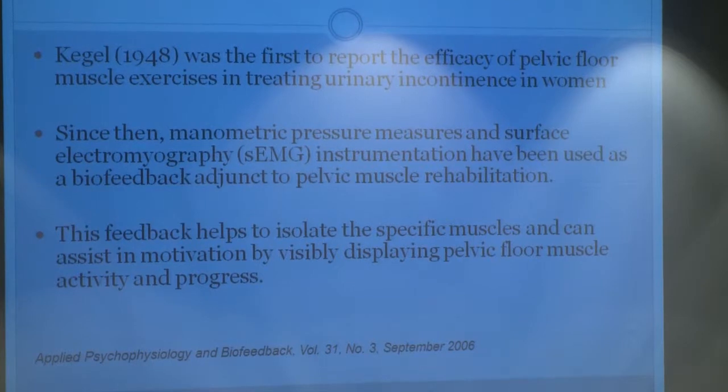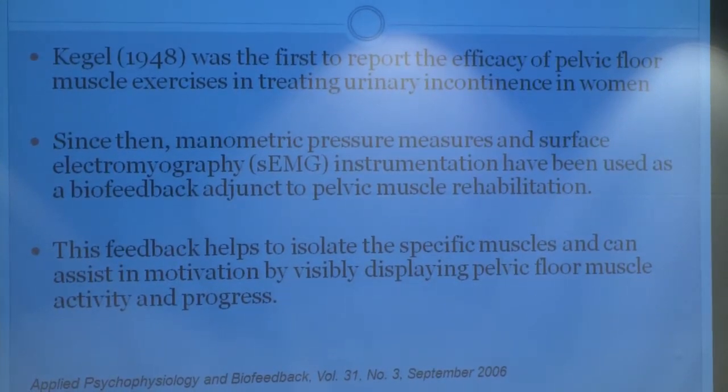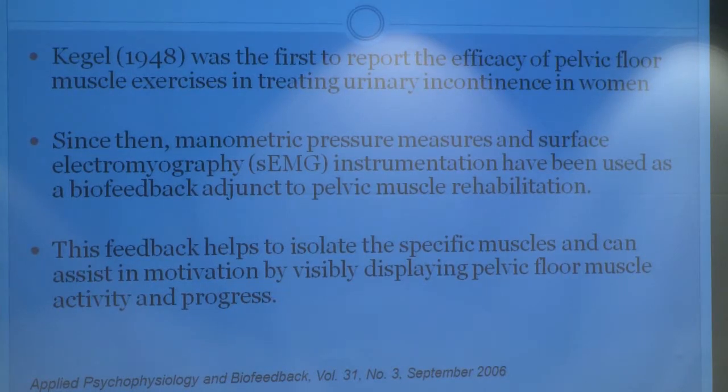So in biofeedback, Dr. Kegel, we've all heard of Kegel exercises. Dr. Kegel in 1948 was the first to report the efficacy of pelvic floor muscle exercises in treating urinary incontinence in women. Well, as time went on, we started to realize these aren't that effective. Why aren't they effective? The problem is that whenever most people are doing Kegel exercises, they're actually using their abdominal muscles. They're not isolating the pelvic floor muscles, which they have to learn to relax to change these symptoms. So researchers started looking at it and saying, what can we do to make this more effective, to make sure patients are doing this correctly?